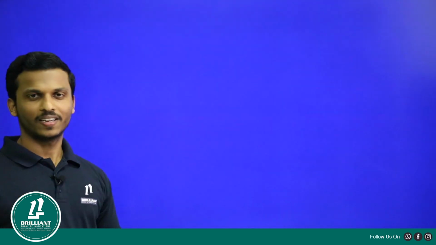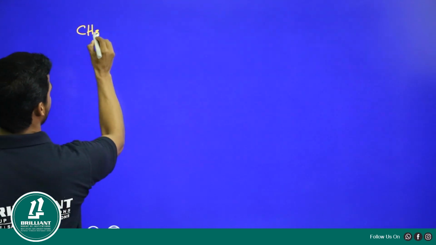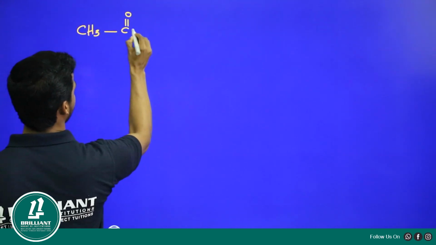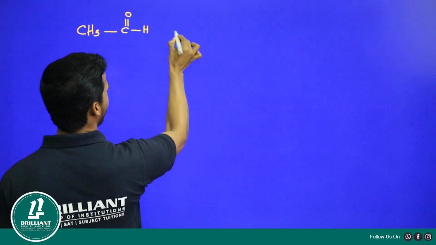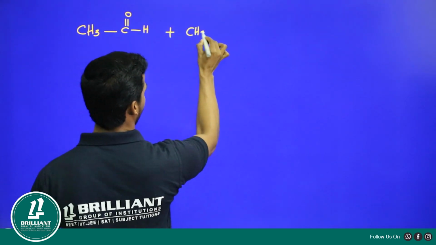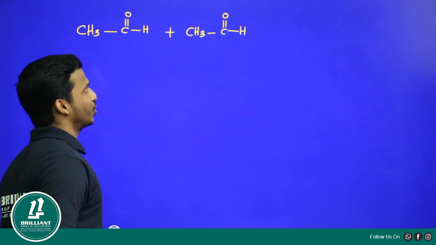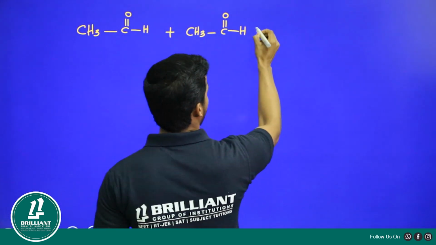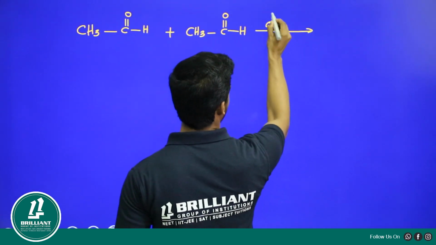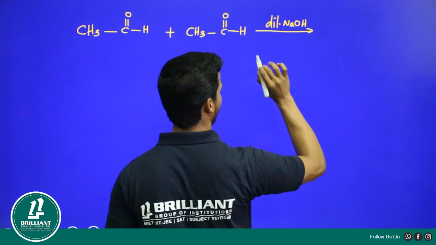Let me consider the same aldehyde. What is the aldehyde? CH3CHO. Let me react it with one more ethanal. Aldol condensation means it is the reaction between two same species. First, what we are doing? First, you treat it with dilute alkali, NaOH. Okay, fine.